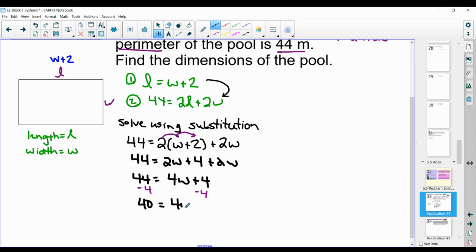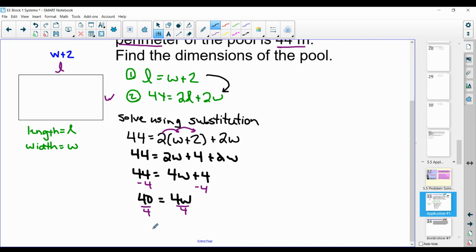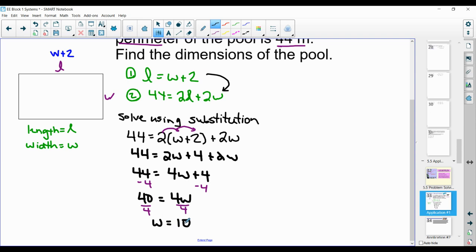I'm going to divide by 4. And we have W equals 10. Now, I'm not worried about units at this point because I'm just solving the question, but we've got W equals 10. Now, once I have that, I'm going to sub back into my other equation. Now, my other equation was L equals W plus 2. So L equals W plus 2. I'm going to do my substitution. So L equals 10 plus 2, meaning L equals 12.